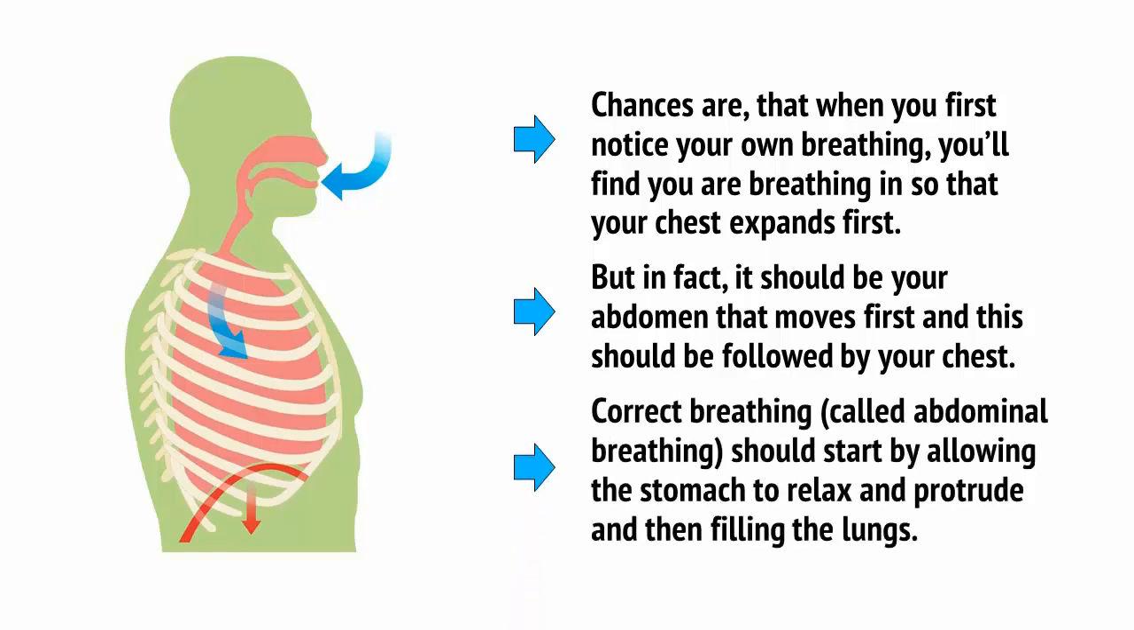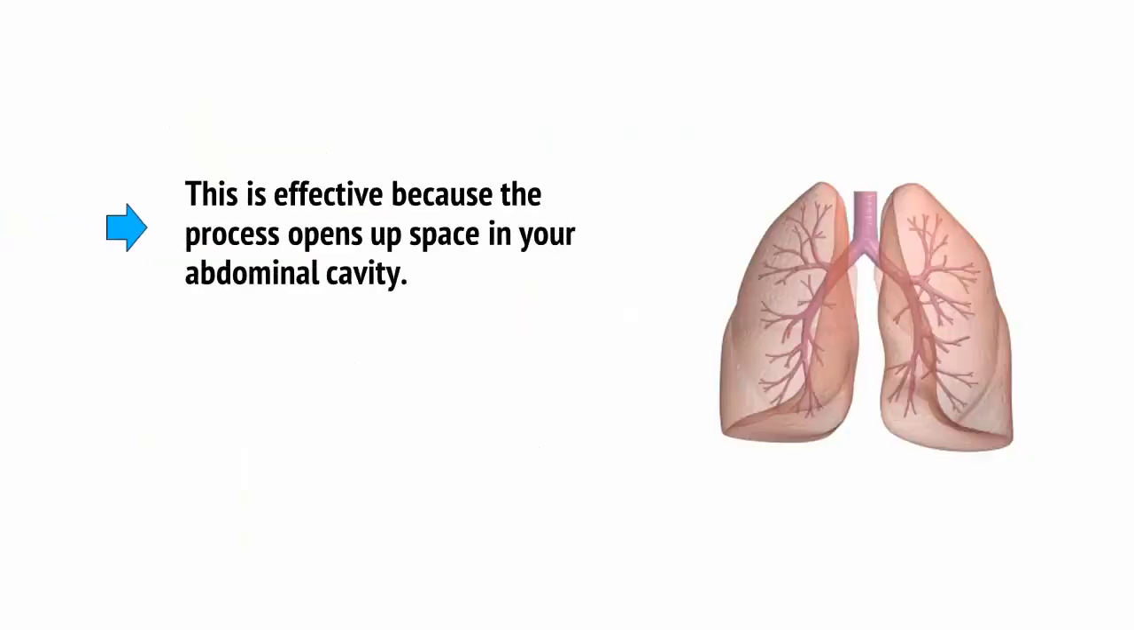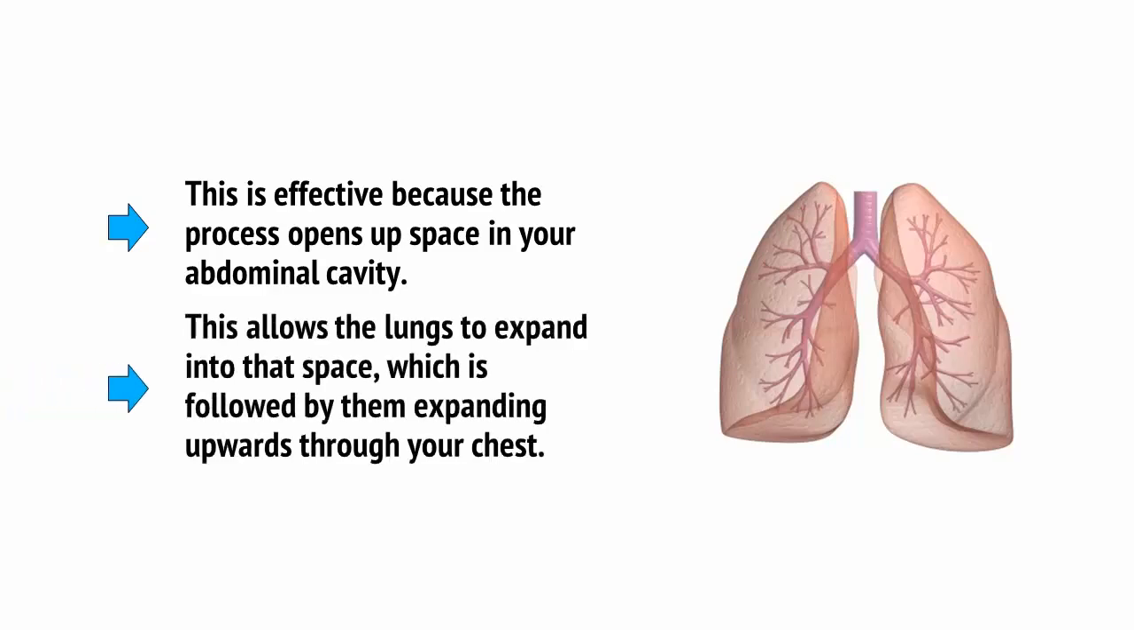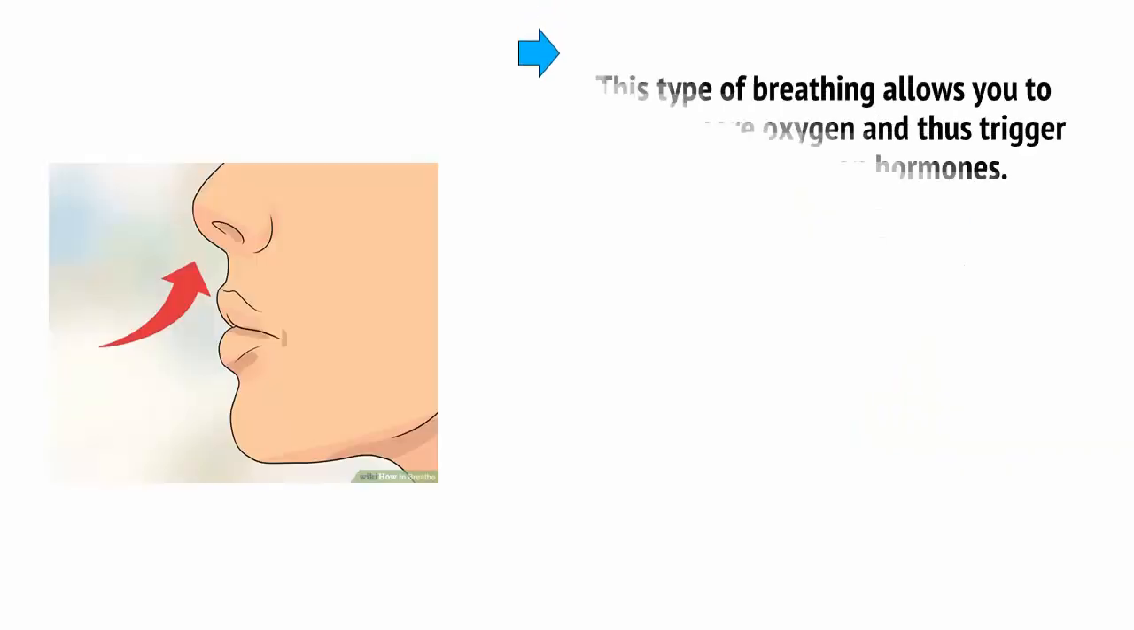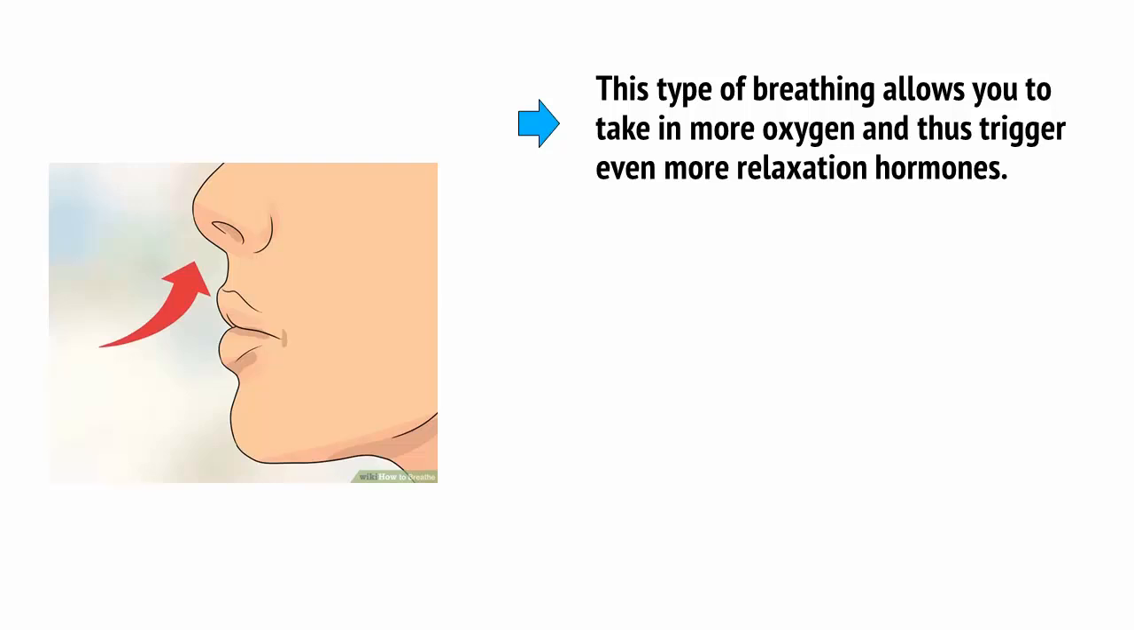But in fact, it should be your abdomen that moves first, and this should be followed by your chest. Correct breathing, called abdominal breathing, should start by allowing the stomach to relax and protrude and then filling the lungs. This is effective because the process opens up space in your abdominal cavity. This allows the lungs to expand into that space, which is followed by them expanding upwards through your chest.